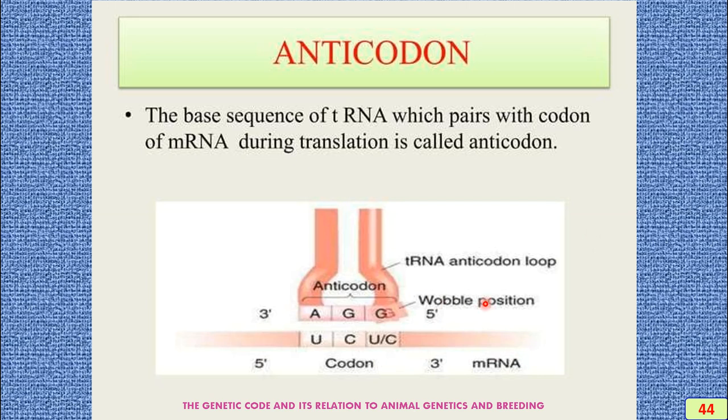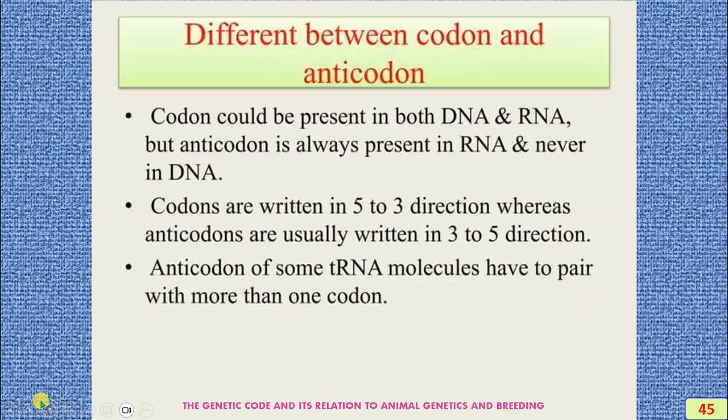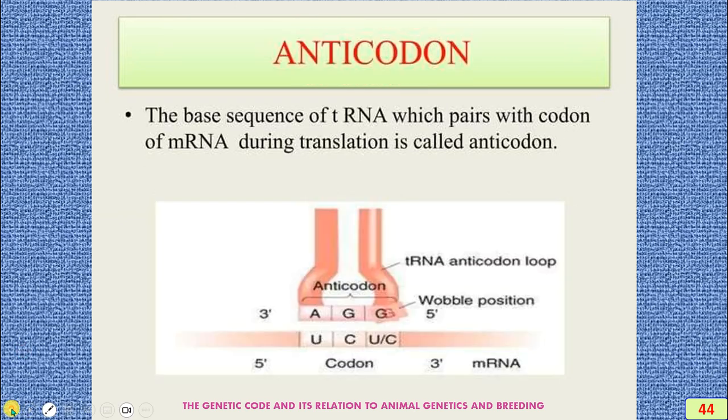The 3 and 5 positions are called wobble positions, and ultimately we end up with the difference between the codon and anticodon. The codon is present in DNA and RNA, but the anticodon is present only in RNA and never in DNA. Codons are written in the 5 to 3 direction, whereas anticodons are in the opposite direction, 3 to 5.